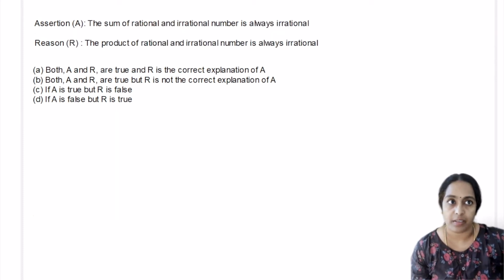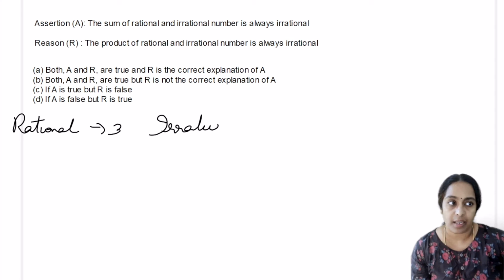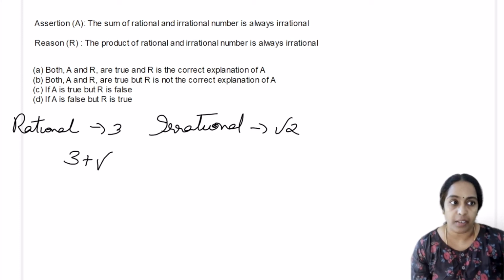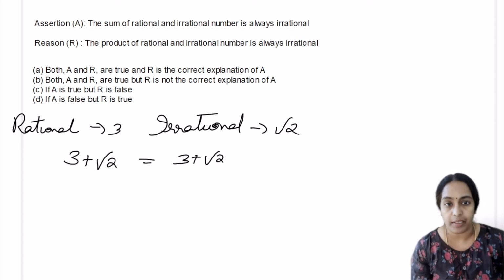The next question. Assertion is sum of rational and irrational number is always irrational. Reason statement is product of rational and irrational number is always irrational. So let's take the assertion statement. Rational number, let's say 3. Irrational number, let's say root 2. Sum of rational and irrational is always irrational. So 3 plus root 2. When you add this, you will get 3 plus root 2 only. And 3 plus root 2 is an irrational number. It is irrational. So assertion is the correct statement.